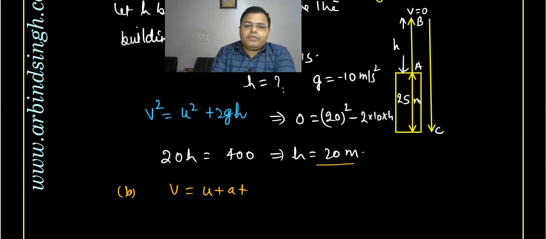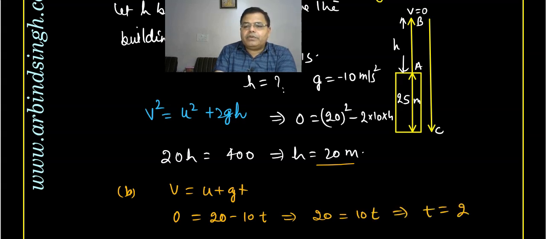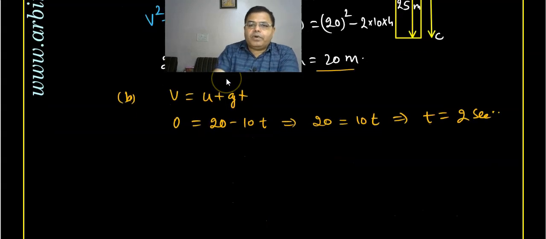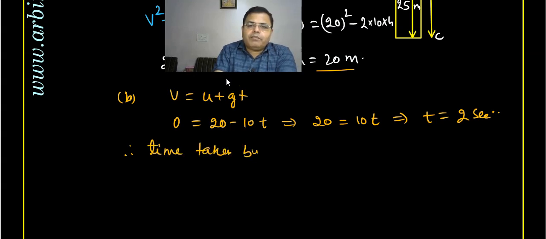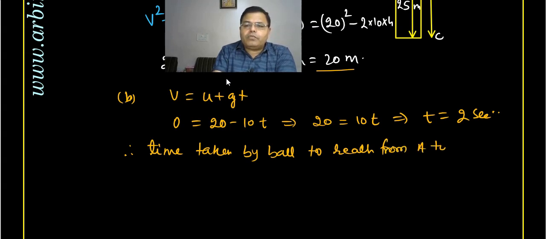this is the answer. And now for the next question, v is equal to 0 and u is 20, a is minus g, that is 10, right? And t is there, so 20 is equal to 10t, and therefore t is equal to 2 second. The ball will take time from A to B 2 seconds. So the time taken by the ball to reach from A to B is 2 second.